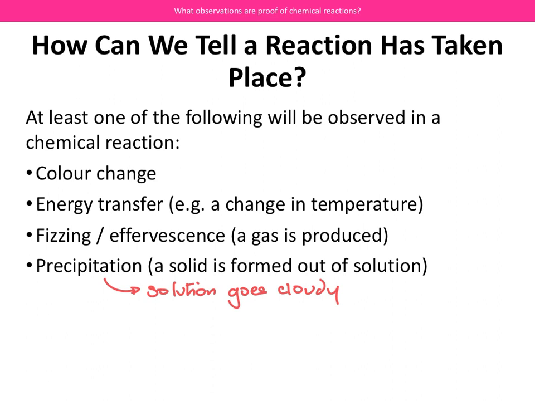So they're really the four key ways that we can tell that a reaction is taking place. Not every reaction has every single one. In fact, a reaction may be one where we can only really tell the energy transfer. Energy transfer will be relevant to all of them, but the colour change is very visible, fizzing is very visible, and precipitation is very visible.